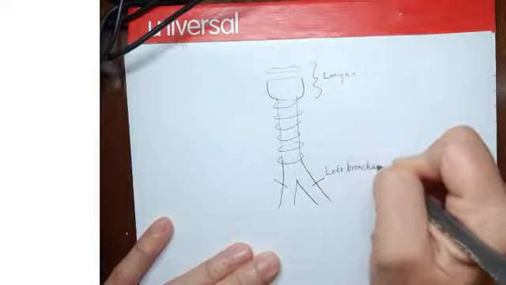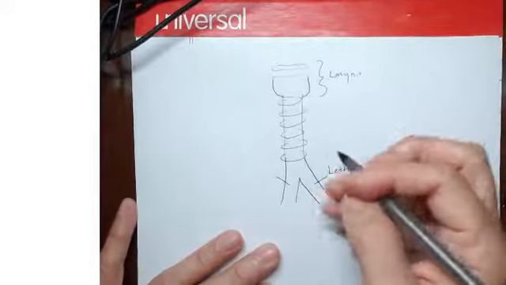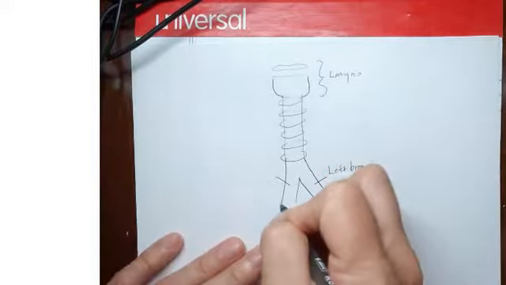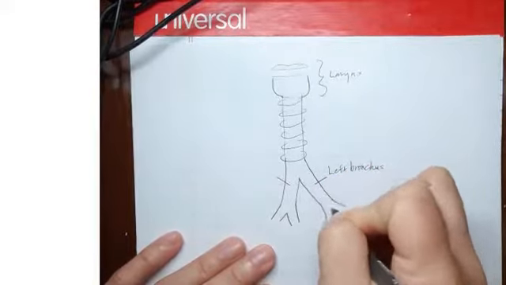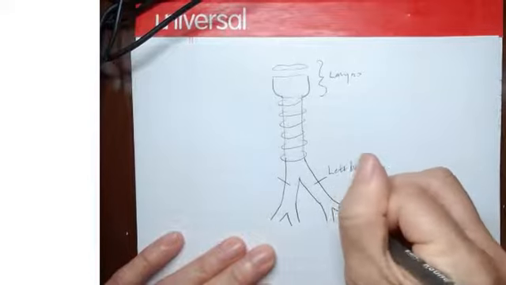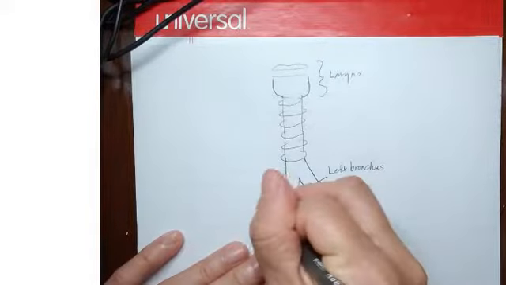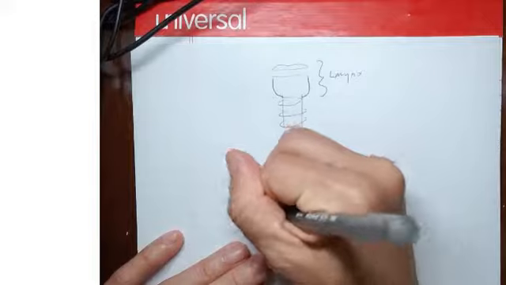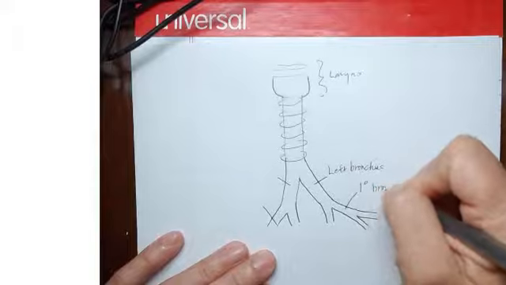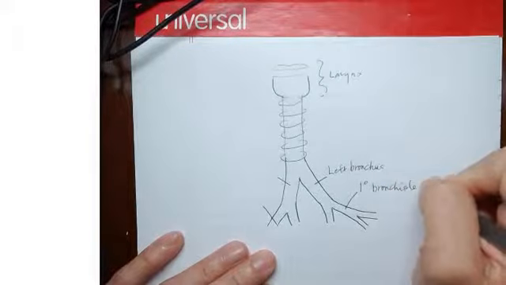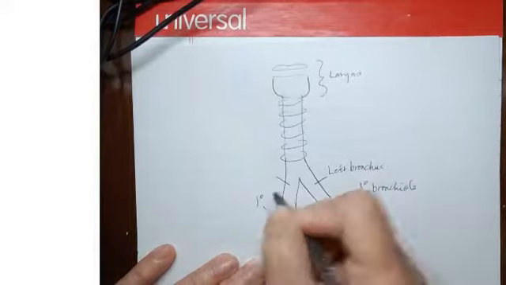So the trachea bifurcates. And then it continues to branch or bifurcate and get smaller and smaller. So it just keeps branching and branching. So these first branches here are going to be your primary bronchioles. So this is a primary bronchiole, and these are primary bronchioles here.